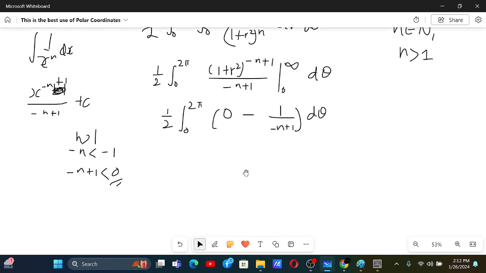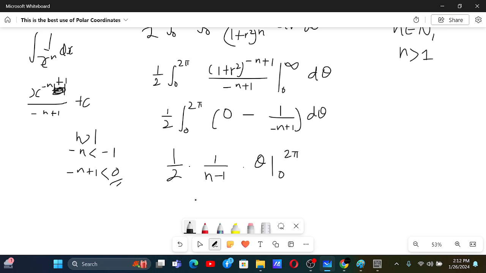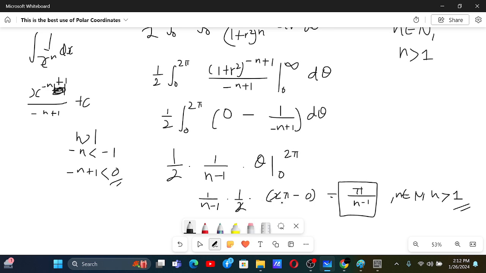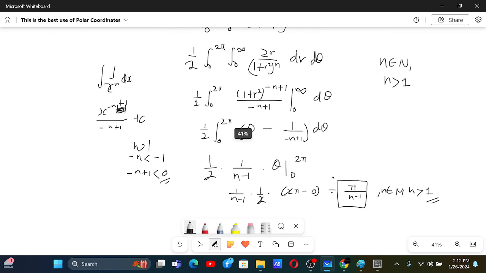So now this constant, we can take out the constant, 1 by 2 times 1 by, and multiply the minus sign, n minus 1, and this will just be theta from 0 to 2 pi. Yeah, so we have 1 by n minus 1 times 1 by 2 times, this is just 2 pi minus 0. So the 2 cancels out, and that's why we have pi by n minus 1, where n belongs to natural numbers and n is greater than 1. That's the answer. So this is the answer, and I hope you enjoyed the solution.